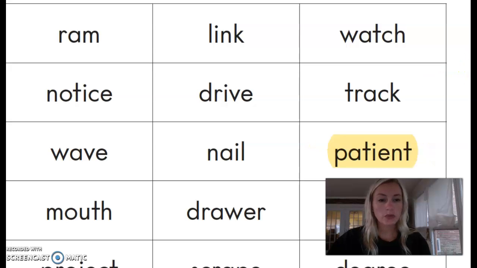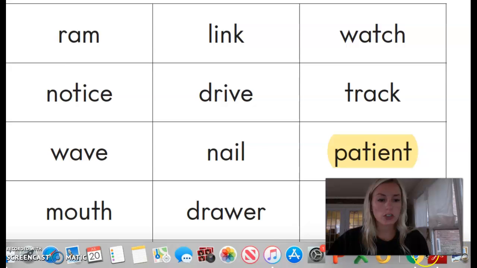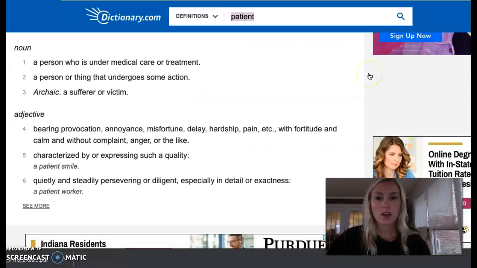Once you find a word you want to focus on, you can then either look in the dictionary or go to dictionary.com and search that word. On dictionary.com, there are two different definitions that we're going to look at. The first one, a person who is under medical care or treatment, which is a noun, or the adjective, which is defined as calm and without complaint.